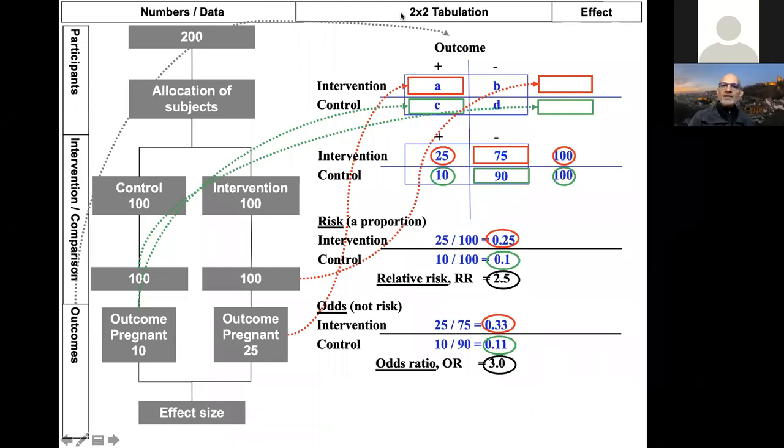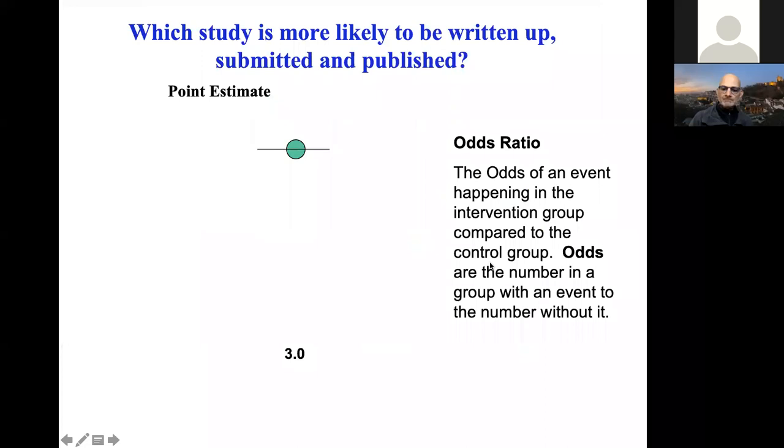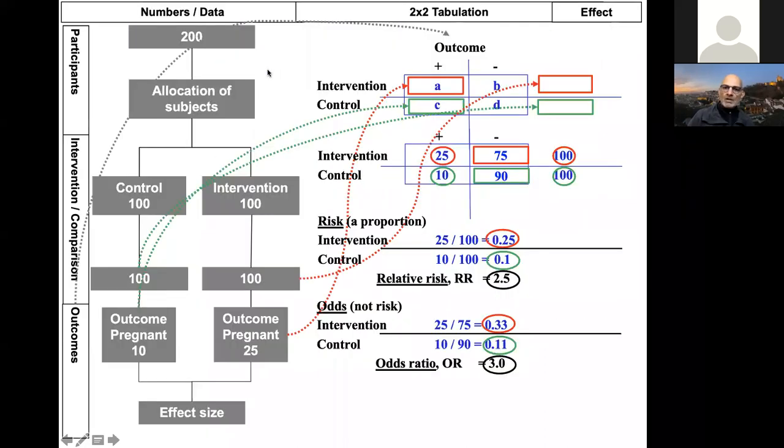So at this stage, I'd just like to stop to offer you a chance to ask me any questions about the relationship of the research question to the 2x2 table, and then to the effect measure that emerges from it. And as soon as we are comfortable with this calculation, we can then move on to discuss what is a meta-analysis.